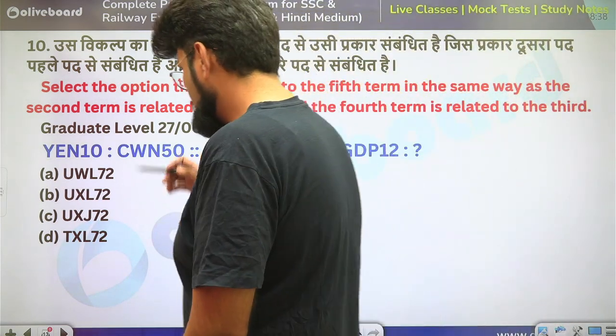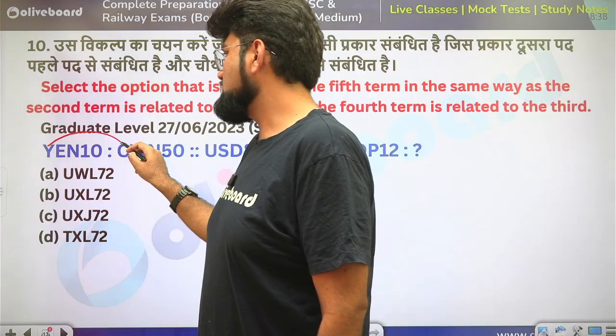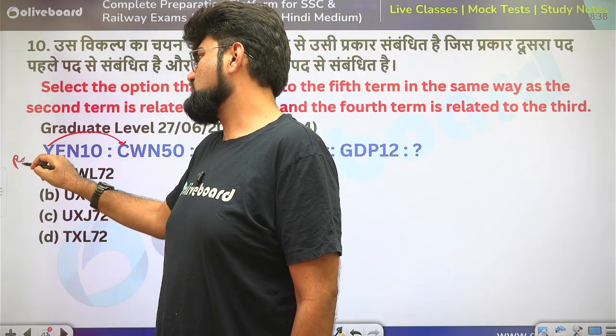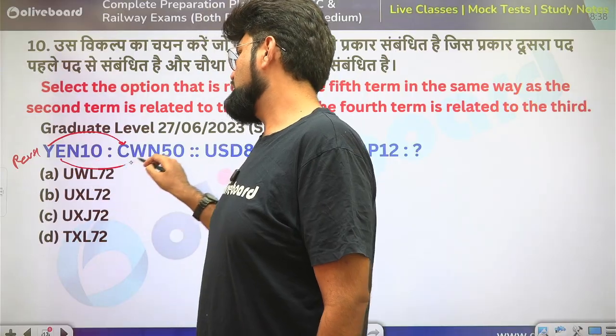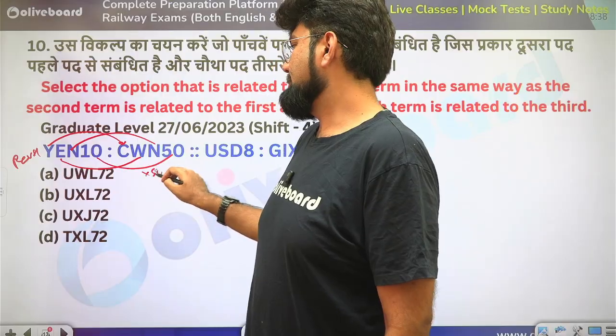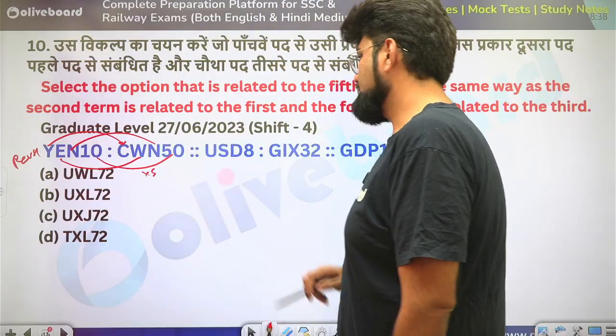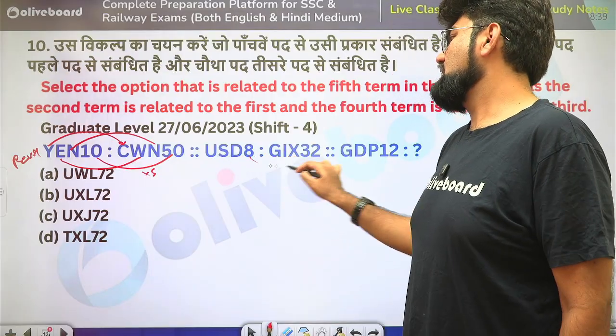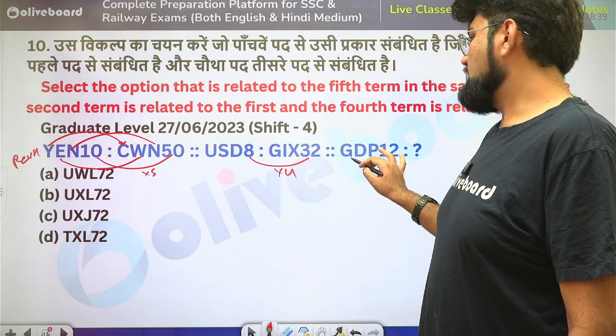Here, again the same thing. Y opposite is B +1. So there is reverse +1. E reverse V +1. N reverse M +1. 10 into 5 is 50. Okay, same thing is happening here. 8 into 4 is 32. So same thing we need to do here.